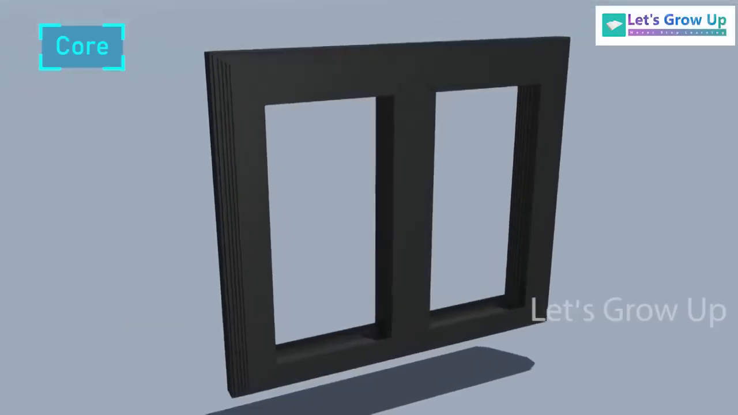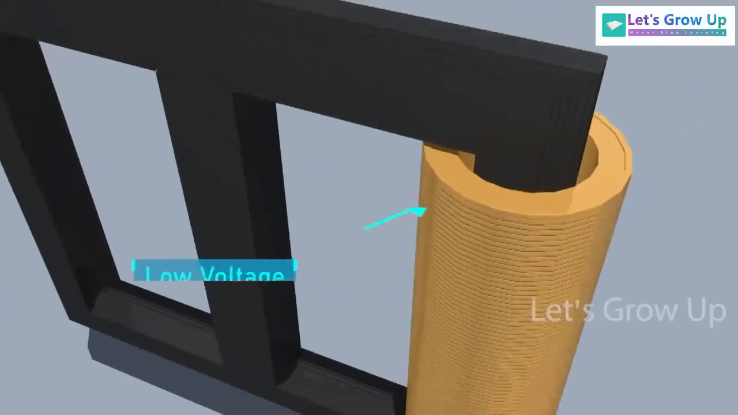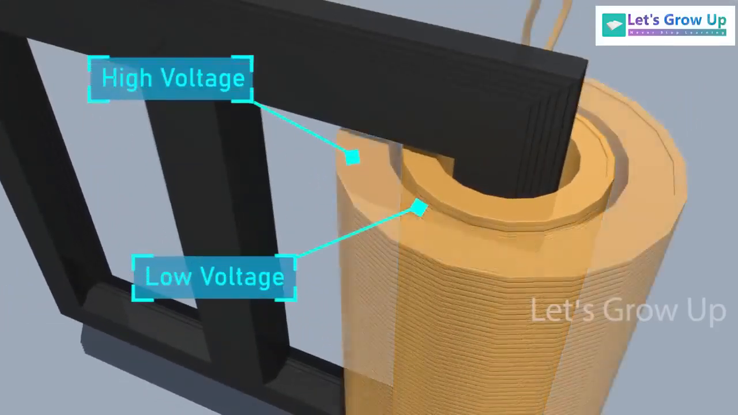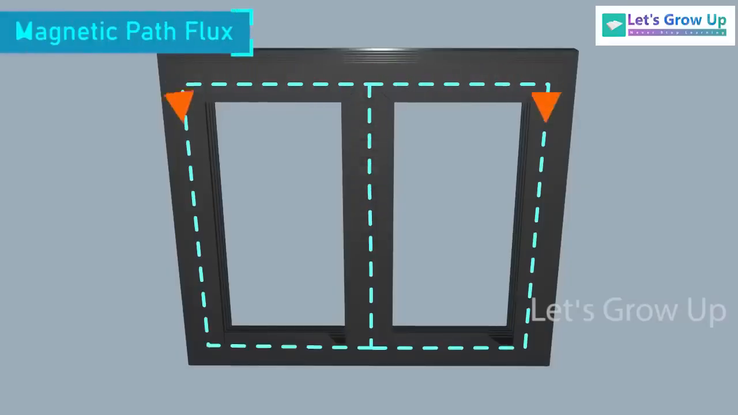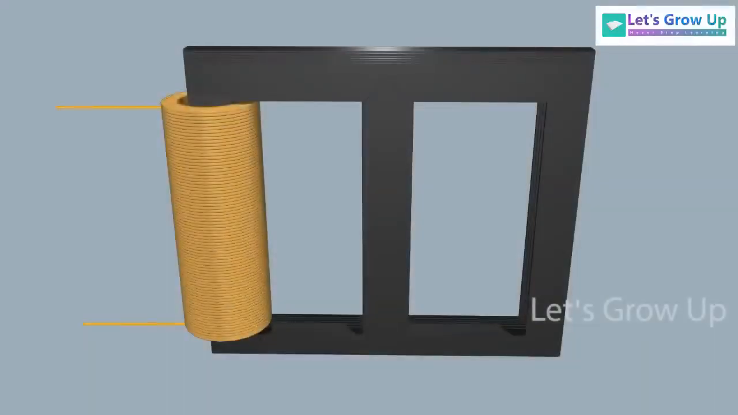The core of the three-phase transformer consists of three limbs in the same plane, and each limb carries both low voltage, LV, winding, and high voltage, HV, winding. The core provides a magnetic path for the flux around the core. The first winding is also known as a coil.